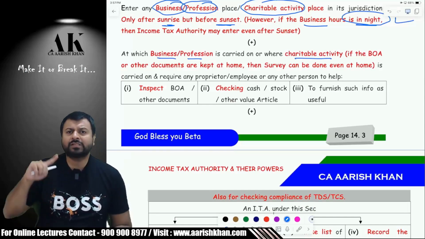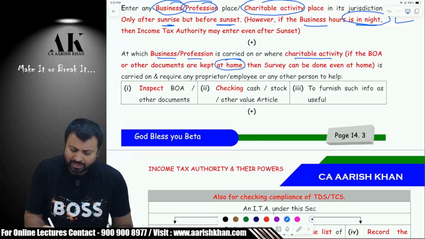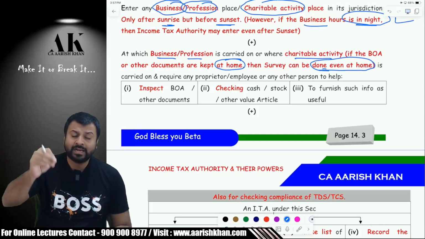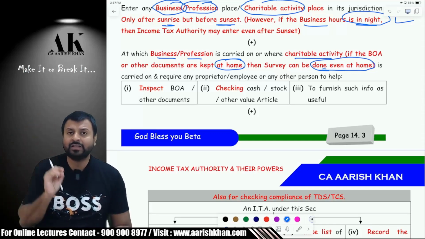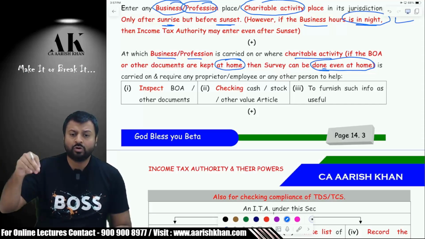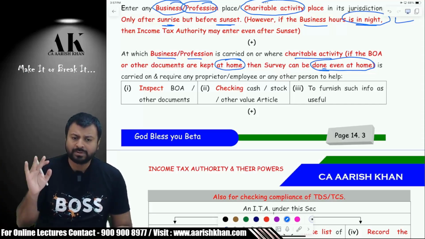What about if my books of accounts are kept at home? They cannot come to my home? Yes, if the books of accounts etc. are kept at home, then they can enter your home also. By default they will not come to your home, but if all the relevant documents, information, books of accounts and assets are kept at home, then they may enter your home also for the purpose of doing survey.